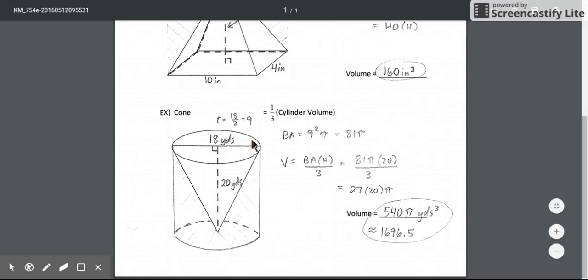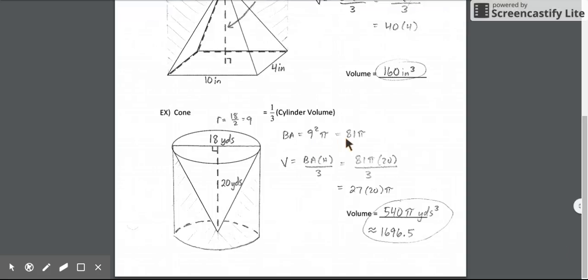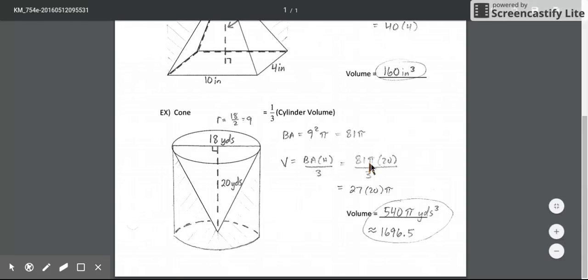If we're given diameter, like in this example, let's cut that in half to find the radius. So the radius is 9. Let's square the radius and multiply by pi to get the area of the circle. So the area of the circle is 81 pi. Let's multiply it by the height of our cone, which is 20, and then divide by 3.